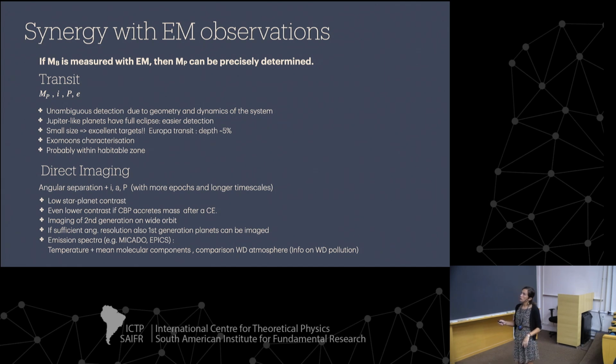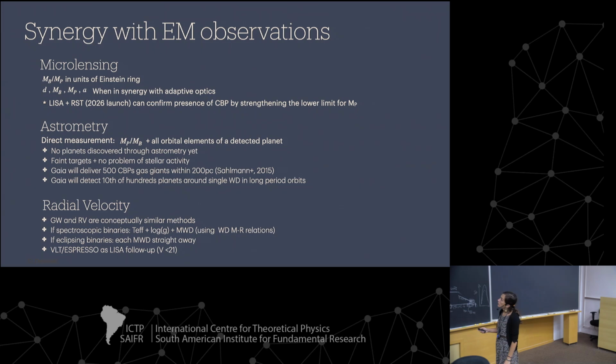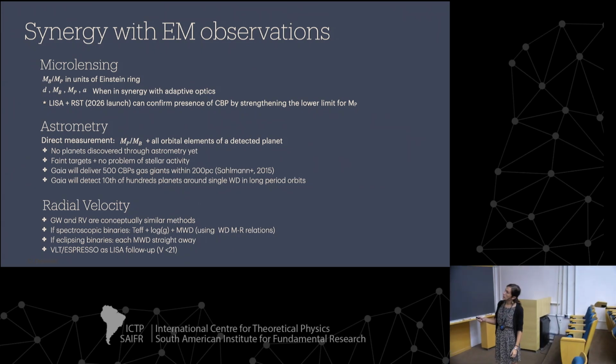with transit, then you can solve these parameters of the system. If you have GW and direct imaging, then you can solve also these other parameters of the system. If you have microlensing, it's like for all of them, you can solve these ones when you work in synergy with adaptive optics. Otherwise, you can have, oh yeah, the Roman Space Telescope indeed will be very, very good as well. Thanks. And otherwise, you can have only these in units of Einstein ring and so on.